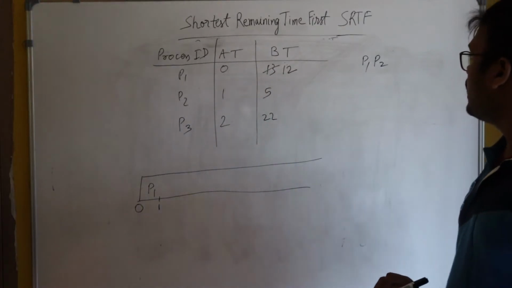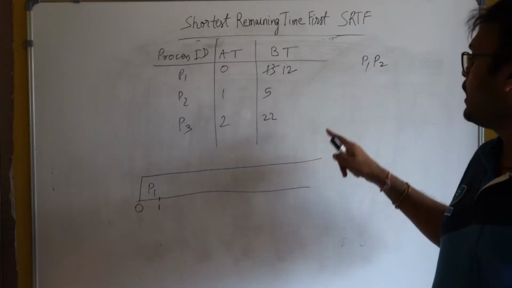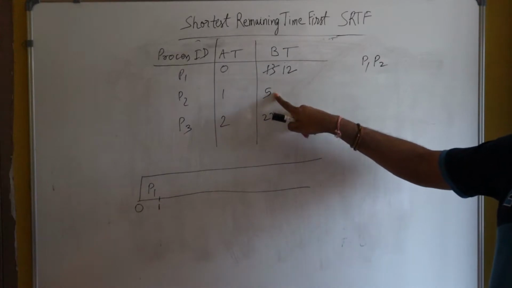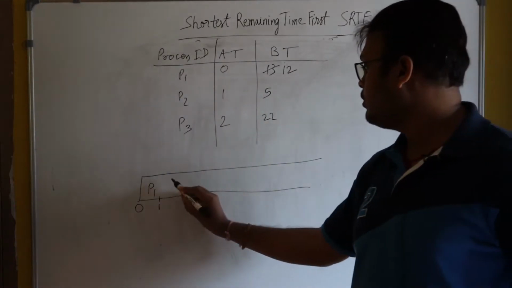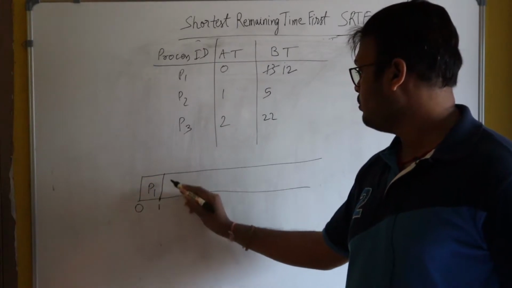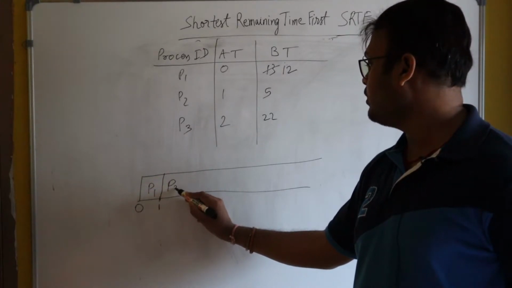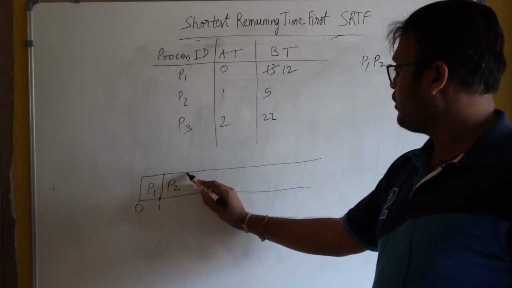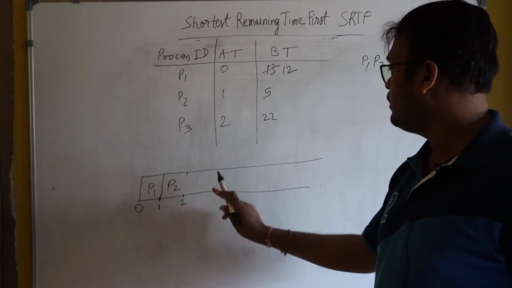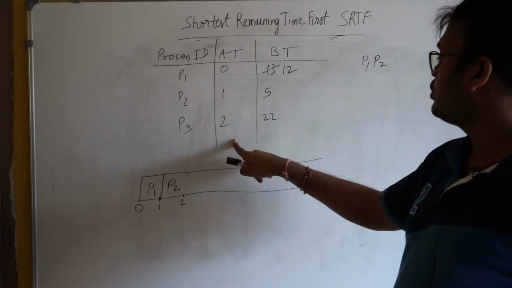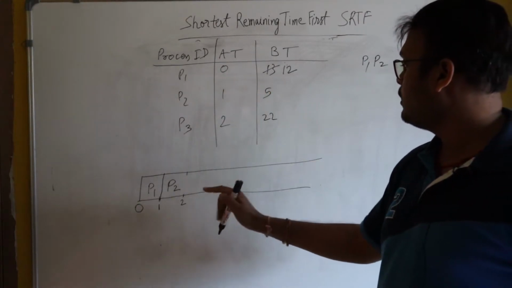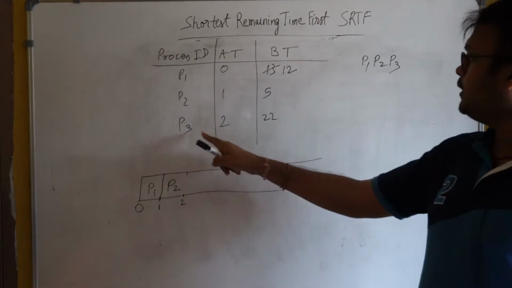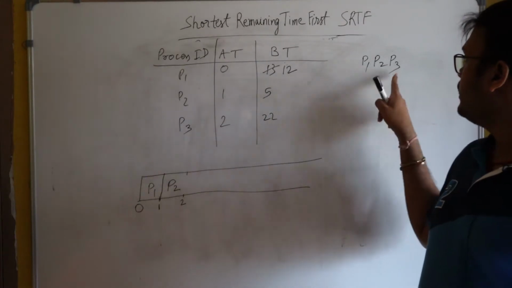Out of P1 and P2, which process has lower burst time? P2, because P2 has 5 seconds and P1 has 12 seconds. So here there will be a context switching. P1 will be preempted and the CPU will be given to P2. Now after execution of 1 second, you see P3 has also arrived. It means from 0 to 2 seconds, P1, P2 and P3 are available, because P3 arrived at 2 seconds.